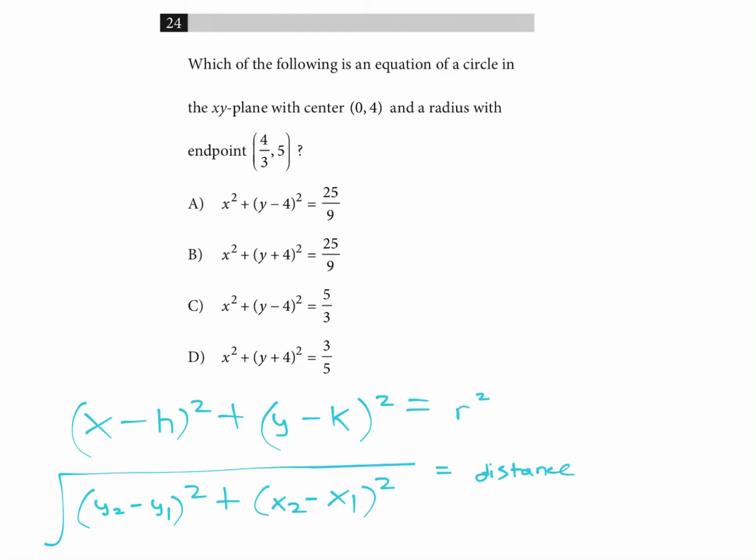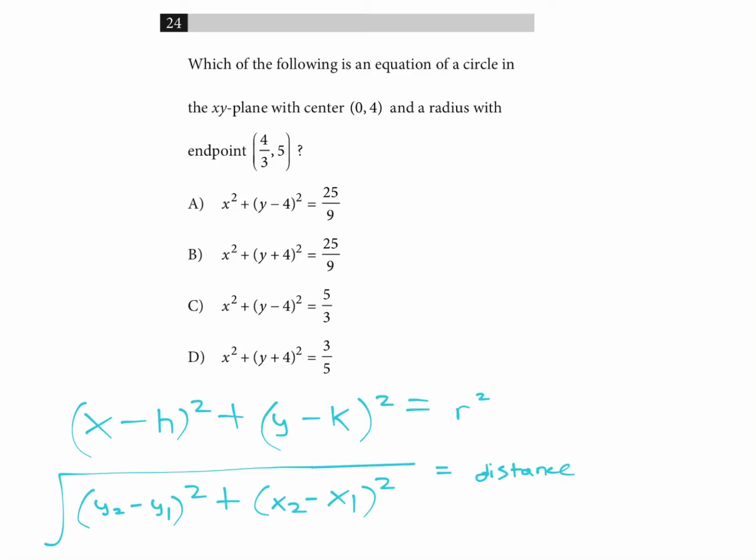This is question number 24 taken from the calculator section of official practice test number 1. And it says, which of the following is an equation of a circle in the xy plane with center 0, 4 and a radius with endpoint 4/3, 5.